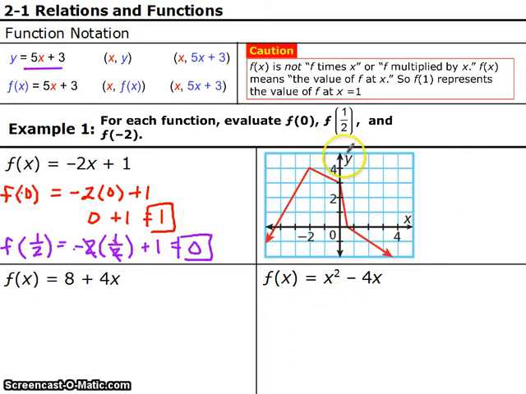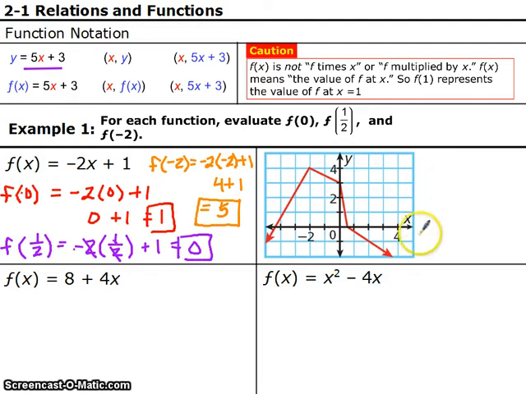All right, and then f of negative 2 is negative 2 times negative 2 plus 1. All right, that's 4 plus 1, which is 5. That's it. You just plug it in, figure out what it equals. That's all that notation means.